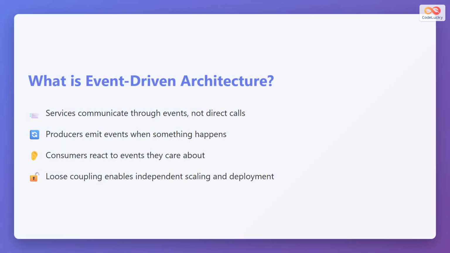Event-driven architecture is a design pattern where services communicate through events rather than making direct calls to each other. In this architecture, producers emit events when something significant happens in the system, such as a user action or a data change. Consumers then react to the events they care about by subscribing to specific event types. This approach creates loose coupling between services, meaning they don't need to know about each other directly. This loose coupling enables each service to scale and be deployed independently, making your application more flexible and resilient.